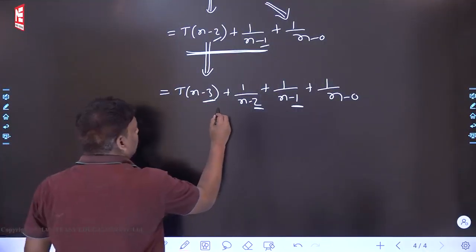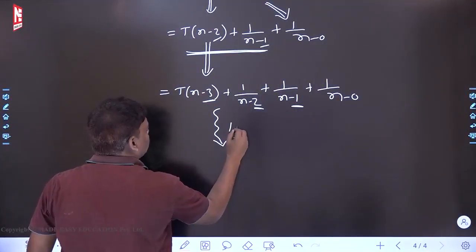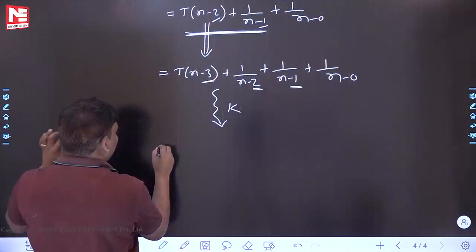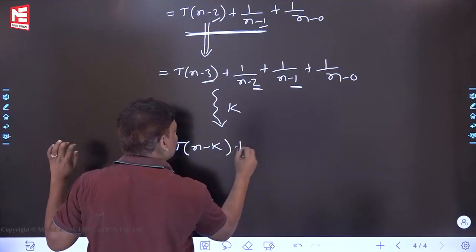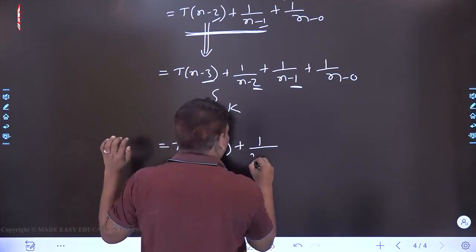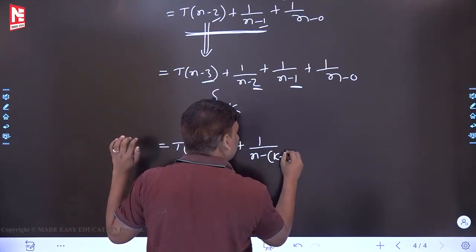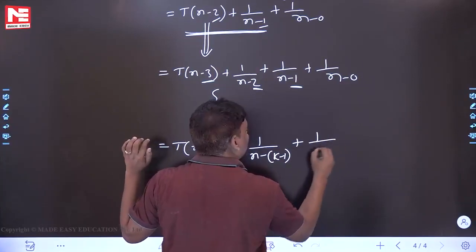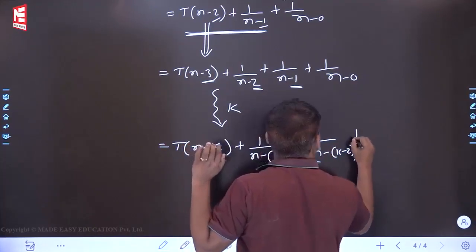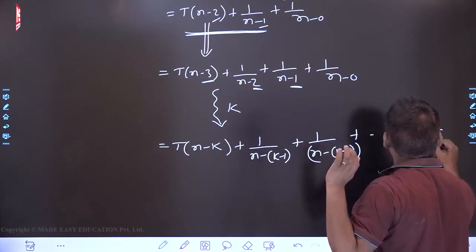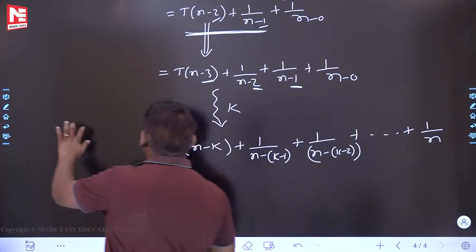Let me do it like this, k times. If I do k times, what is the answer? Tn minus k plus 1 by n minus k minus 1 plus 1 by n minus k minus 2 and so on. It will continue. What is the last one? 1 by n.